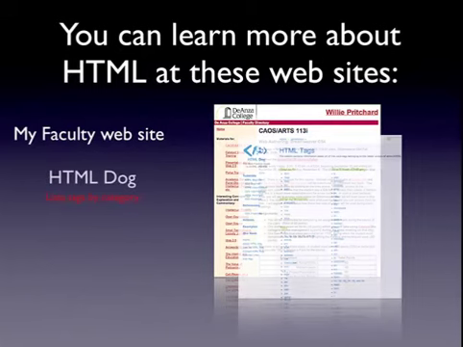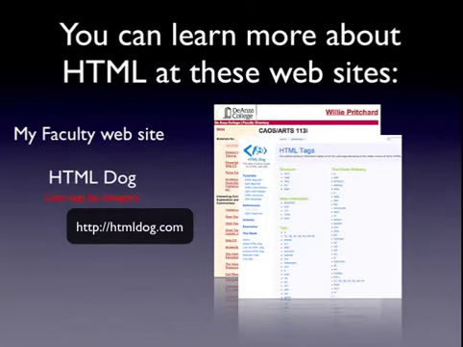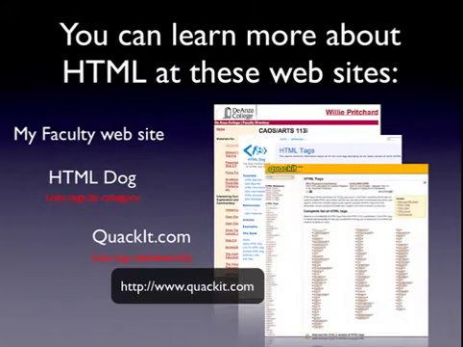The HTML Dog site lists tags by categories. You might find this useful when you're building a site and want to do something but don't know the correct tag for what you want to do. And the Quackit.com site lists them in alphabetical order, so that if you see a command in the code that Dreamweaver has generated but don't know what it does or why it's there, you can look it up on Quackit.com to learn more.